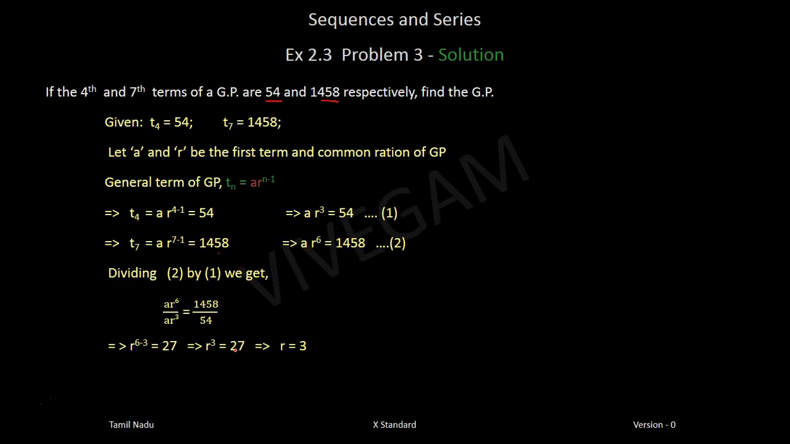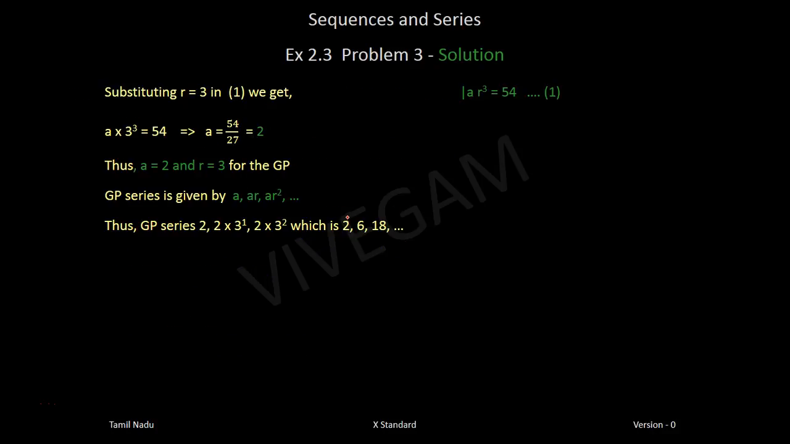What is R? 3 into 3 into 3. 3 3s are 9, 9 3s are 27. So R is equal to 3. Now you know R equal to 3. Substitute that here. So this equation will become A into R cubed, that is 3 cubed, equal to 54. A into 3 cubed equal to 54. So A will be equal to 54 divided by 3 cubed. And what is 3 cubed? 3 3s are 9, 9 3s are 27. So 27 will go in 54 2 times. So A equal to 2 and R equal to 3.